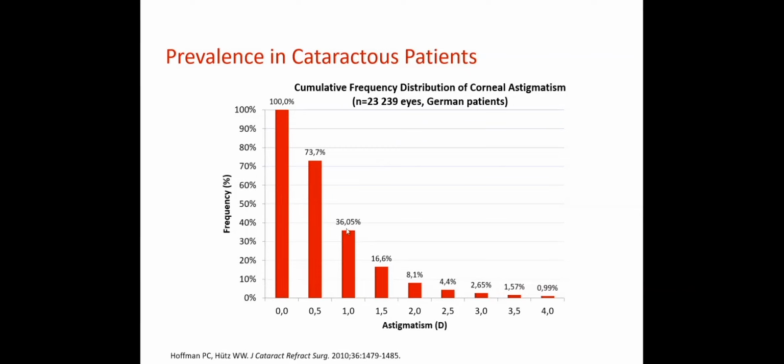If you look at corneal astigmatism of more than one diopter, that's already 36% of the population, right? As we said earlier, anything more than 0.75 diopters of corneal astigmatism is going to be significant, and you may want to find a way to treat it. Most doctors will look at that as the threshold. So if you look at this graph, more than 36% of the population would need some kind of correction for the astigmatism.